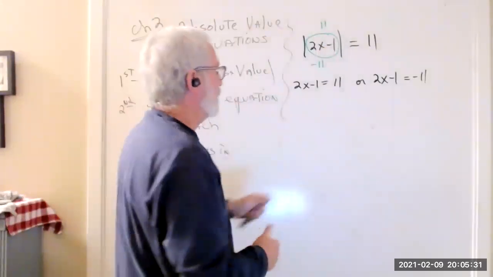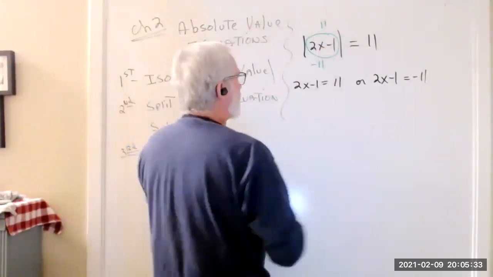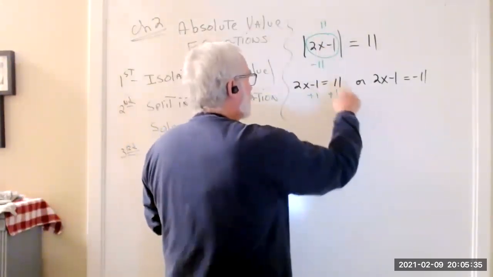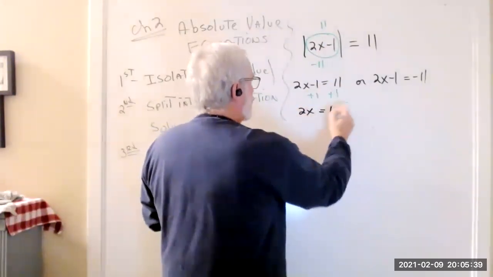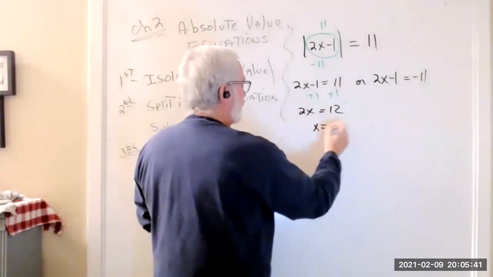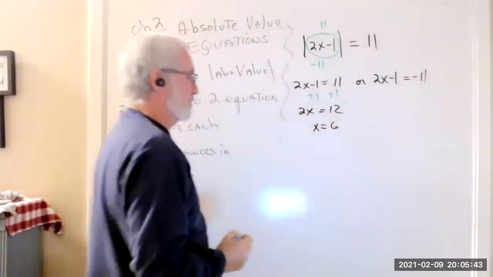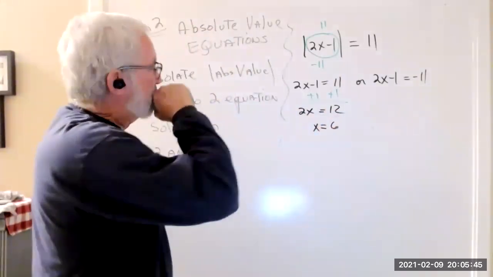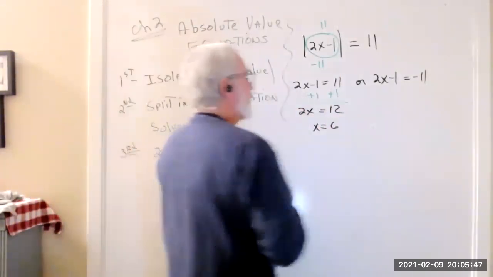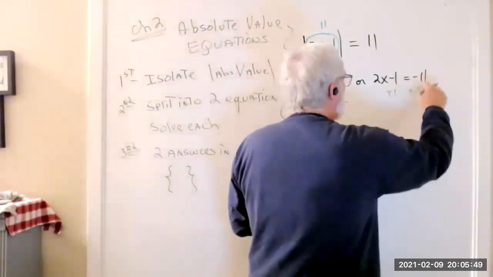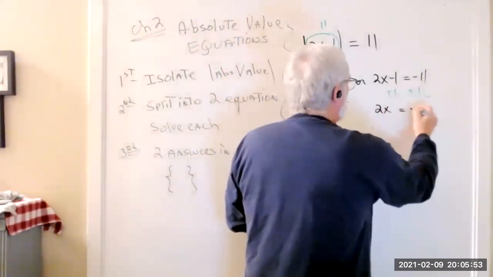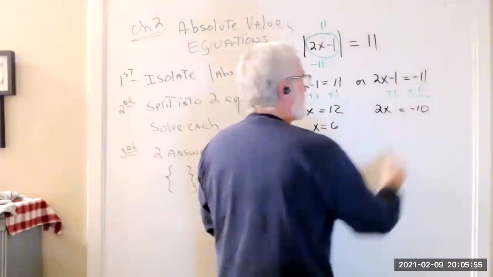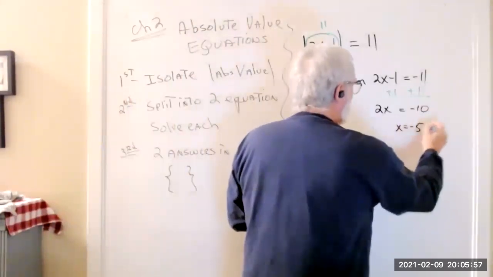We solve each one. Okay, we're going to add 1 to both sides. So this is 2x equals 12. I'll skip a step. x is 6. Over here, we're going to add 1. Be careful. This is 2x equals -10. This is x is -5.